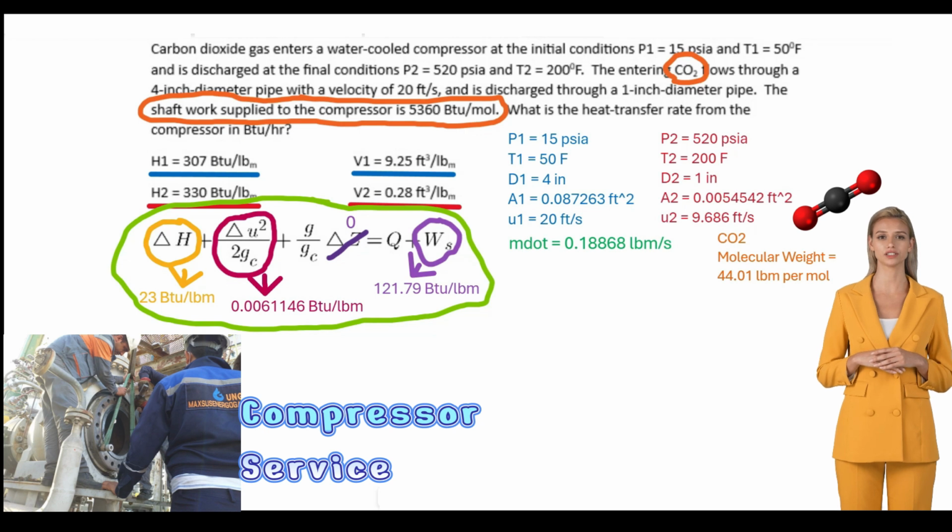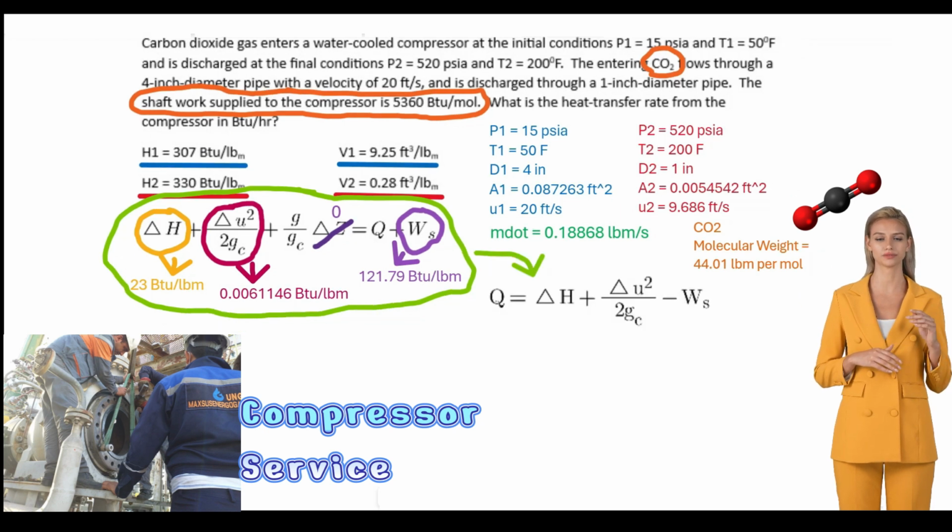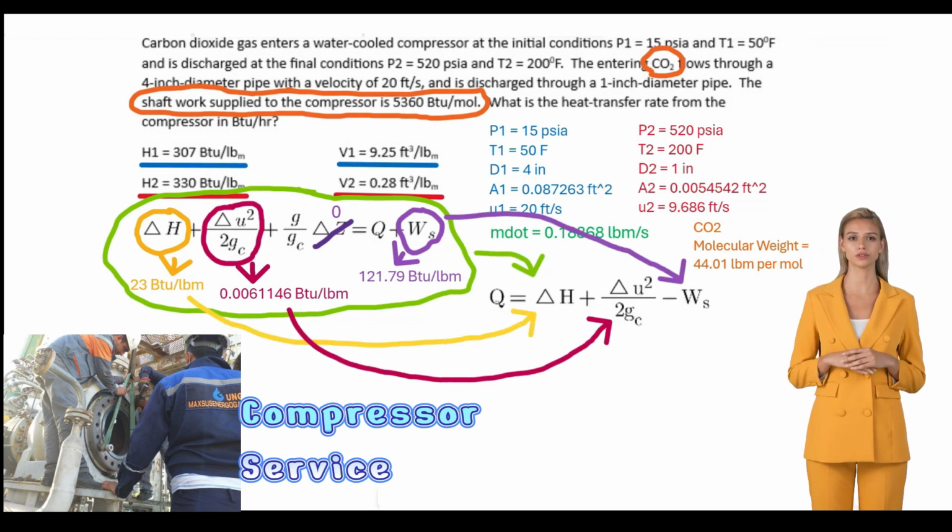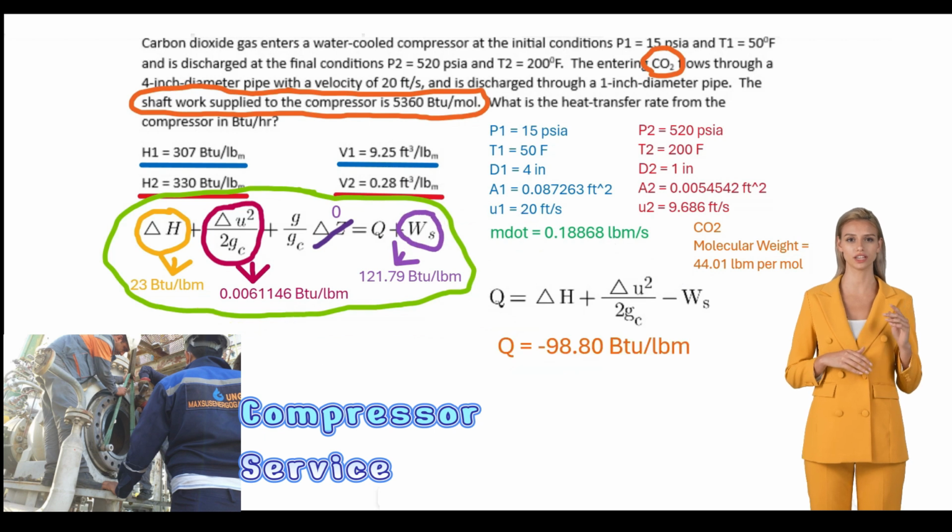Rearrange the main equation to solve for the heat transferred. Plug in the derived values and solve for heat transferred. The heat transferred is negative 98.80 British thermal units per pound mass. The value is negative, because heat is leaving the system. In this case it is heat transferred from the compressor.